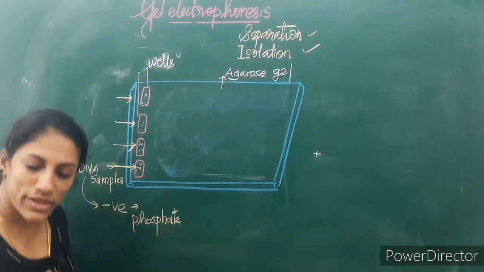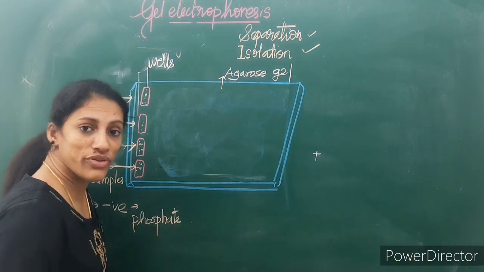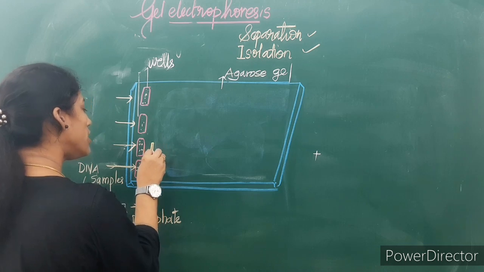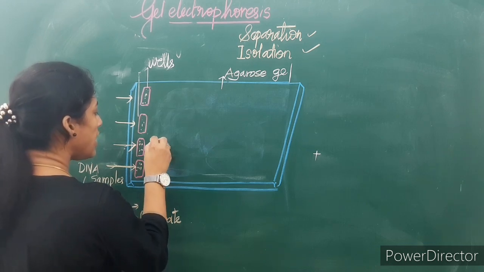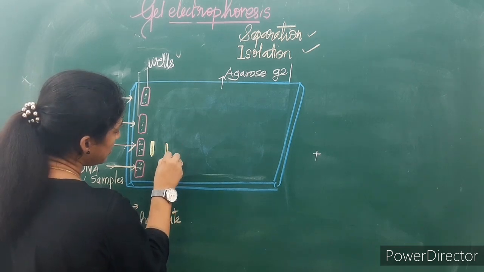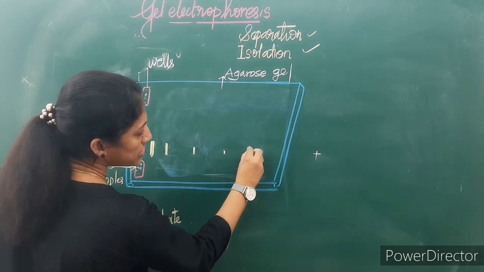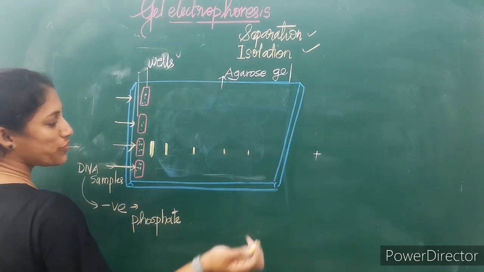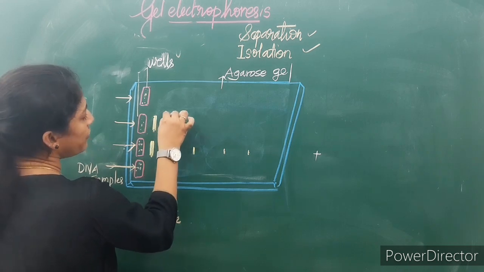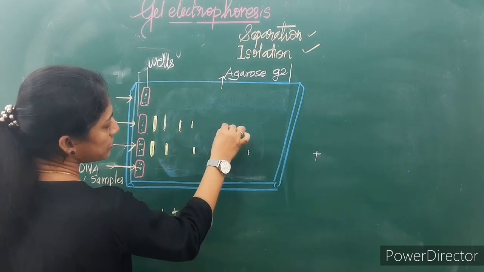What happens to the DNA fragments under an electric field? The DNA fragments will move in such a way that larger sized fragments move slowly, whereas smaller sized fragments move fast. This way they get separated based on size. DNA fragments can be separated based on their size.